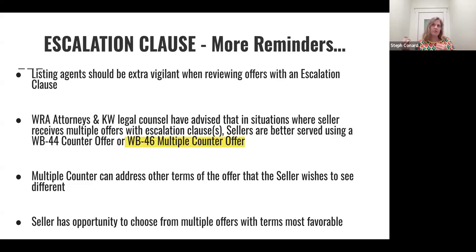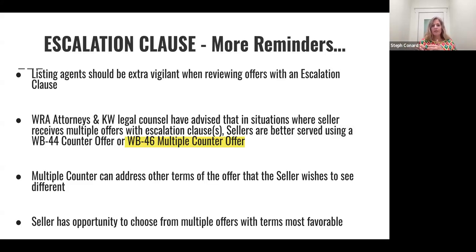One thing I would struggle with when fielding questions on escalation clauses is that a lot of times that was the only provision people were honing in on. But just because there's an escalation clause doesn't necessarily mean that other terms are favorable to the seller. You might have another offer that doesn't have an escalation clause, but the seller likes those terms better.